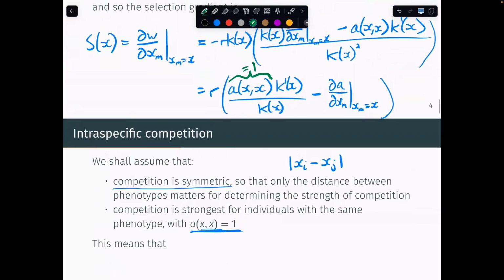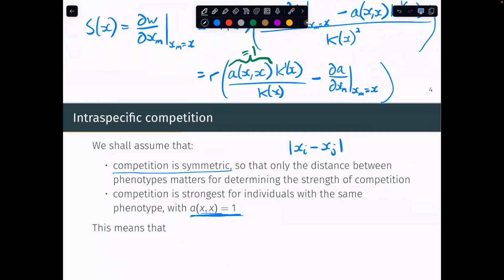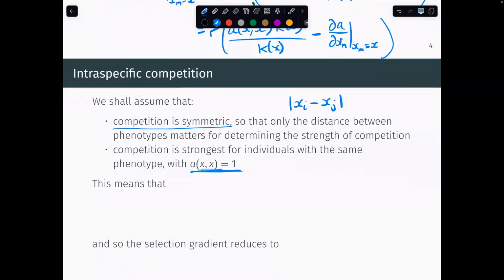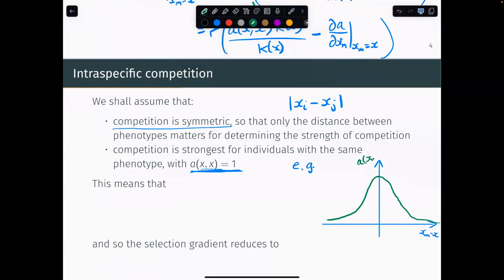And because the distance, I haven't actually got this assumption on here. Well, actually, no, technically it's kind of that. Because the distance is the only thing that matters, we need to have some function that essentially peaks at a of xx equal to 1. So for example, we might have a function, I'll draw a Gaussian, that looks something like this. This is my distance, I'll call it xm minus x. My a of xm maybe looks something like this. It's a of xm x. And we're going to assume that this peaks at 1.